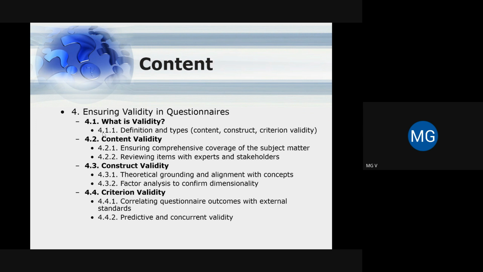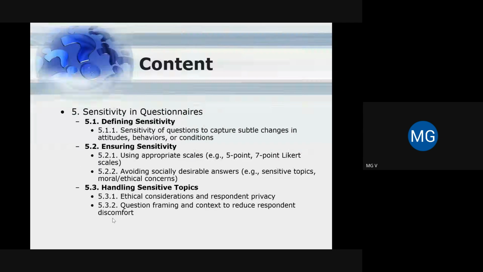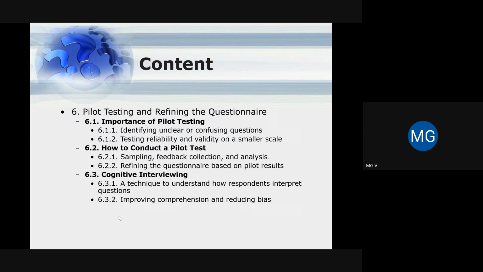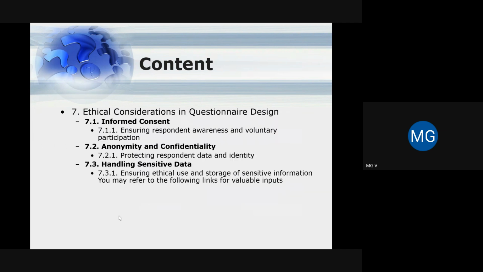Then we discussed how to ensure validity in questionnaires, and we went through the concept of validity and discussed its types: content, construct, and criterion validity. And then we saw how to create Google Forms. So let us start today's topic on sensitivity in questionnaires, followed by pilot testing and refining the questionnaire, and then ethical considerations in questionnaire design.